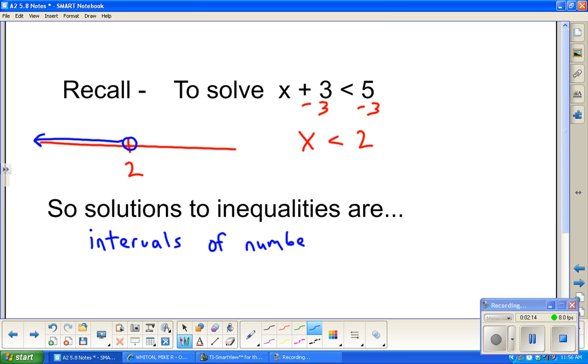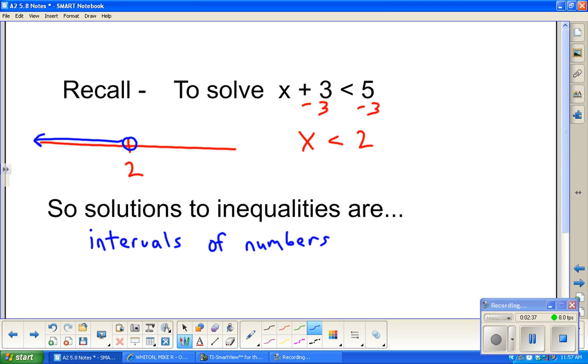So when we start solving quadratic ones, they're going to be intervals as well. We're not just going to get x equals 5. We're going to get something like x is less than 5. Okay, so that's a little refresher. Good? All right, so let's do an example of a quadratic.